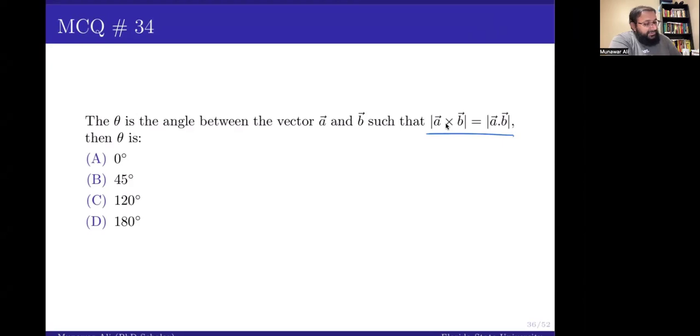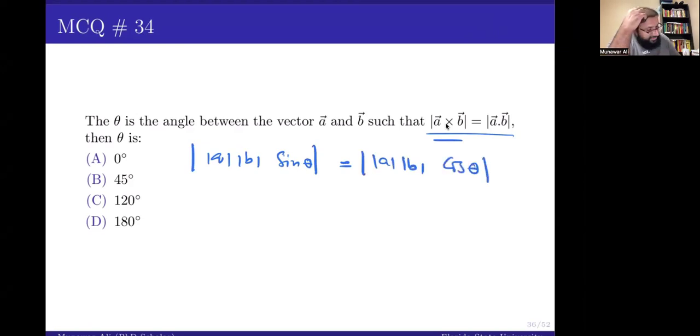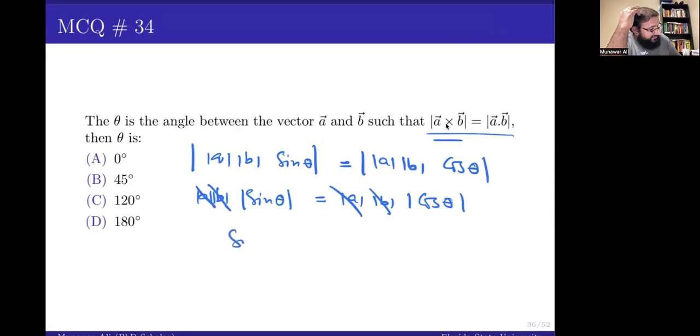We know very well that this cross product is defined as the norm of both vectors times sine theta, with absolute value. And this is the norm of both vectors times cosine theta, absolute value. So we can write the system this way: AB absolute value of sine theta, and AB absolute value of cosine theta. We can cancel these terms from both sides. So we have absolute value of sine theta is the same as absolute value of cosine theta.